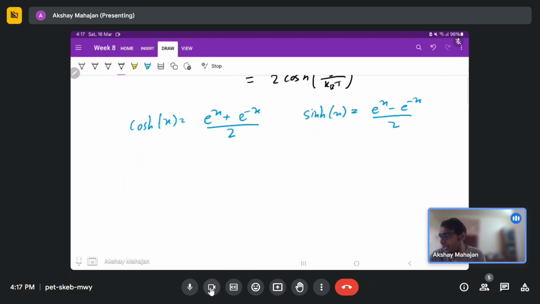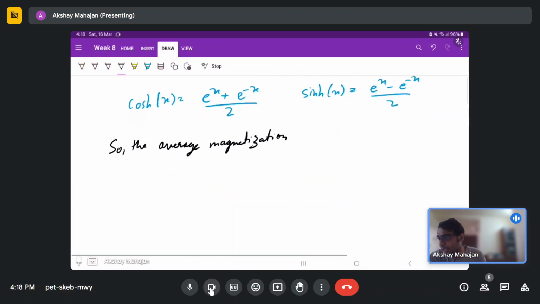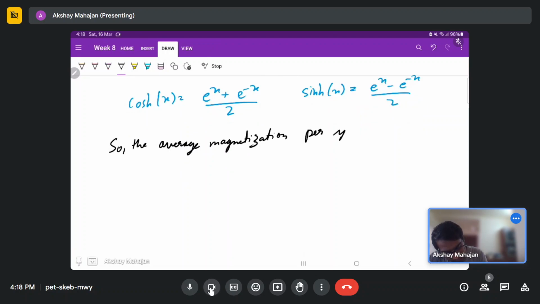So now we have to find the average magnetization. The average magnetization per spin is the summation over i of mi times e to the power minus Ei by kBT.